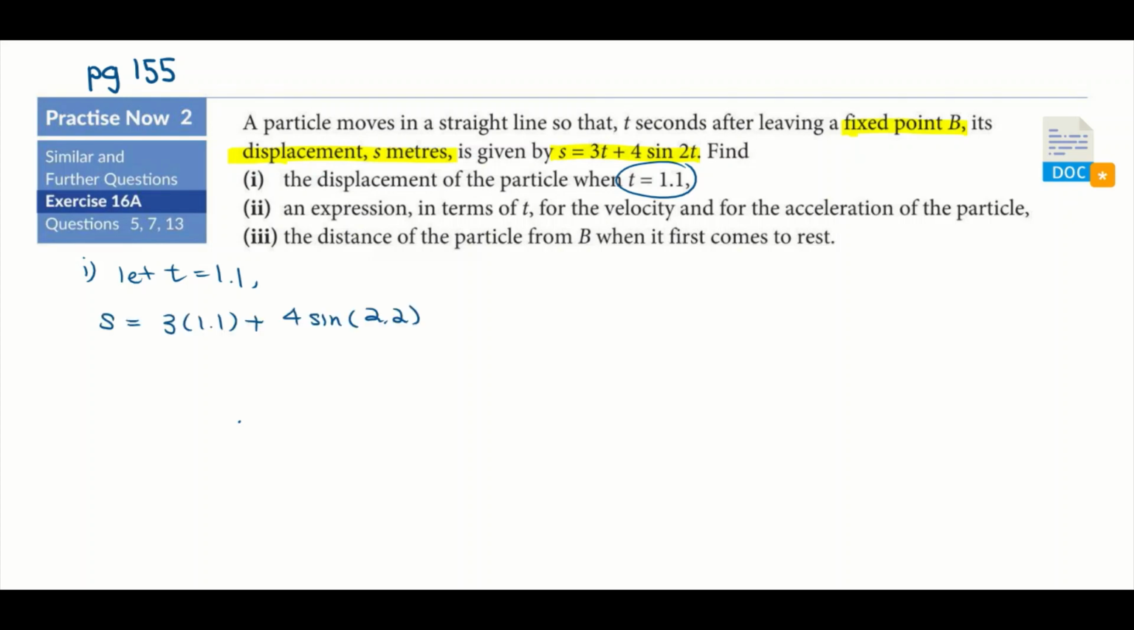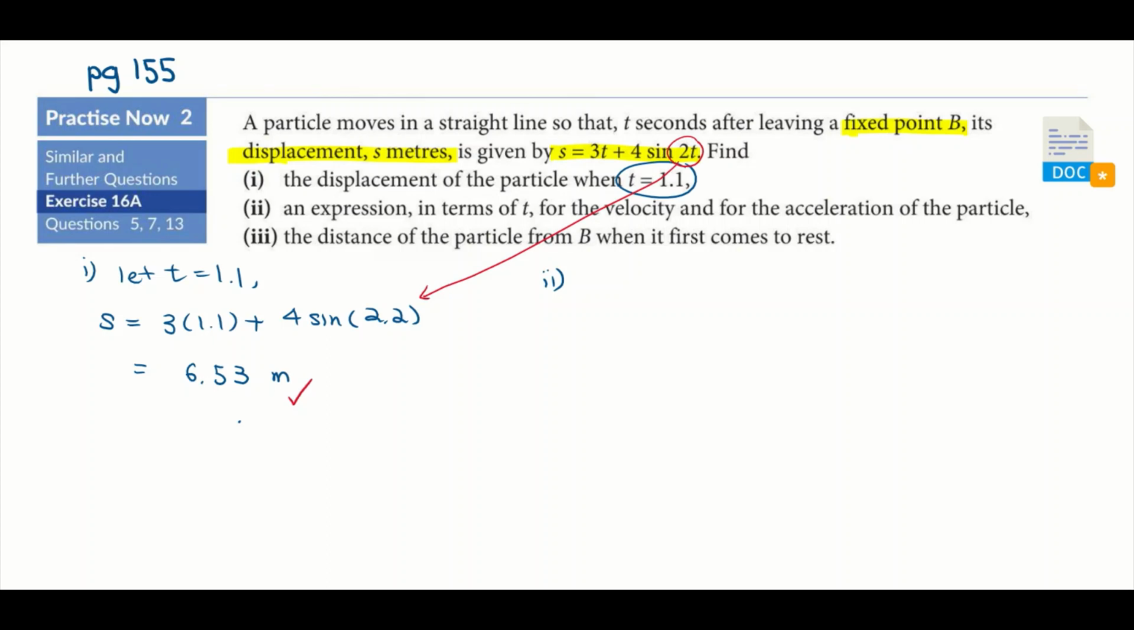The trick here for subbing in is that for angles, like for example 2t, I will immediately multiply t by 2. So 2 times 1.1 will give me 2.2, and I can key into the calculator immediately. The answer is 6.53 meters rounded to 3 SF.